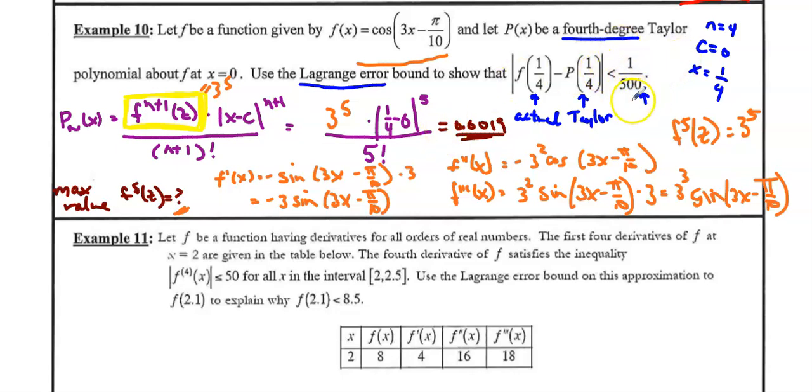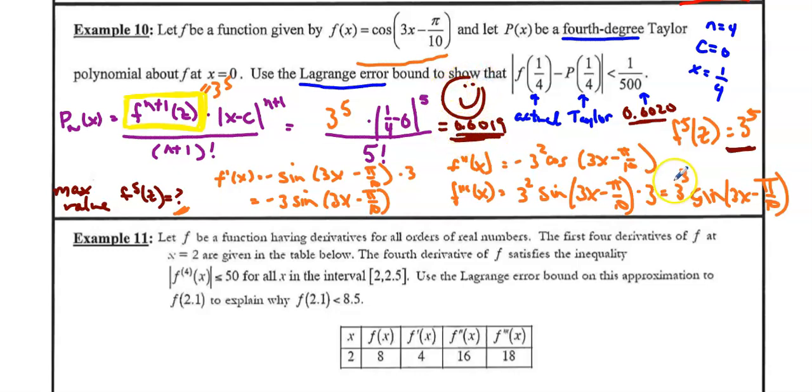If we go back and find the value of 1 over 500, that's actually 0.0020. So we can now say that this is greater than the actual value we found for the error. So we know that we are good.